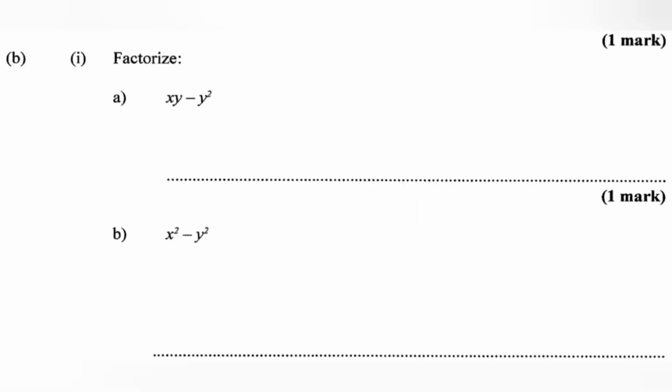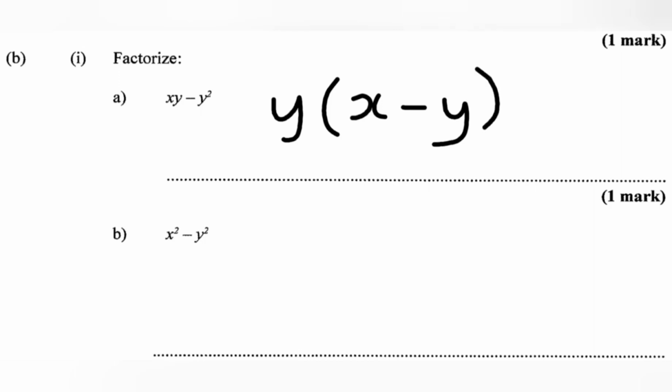2b(i) says xy minus y squared. So we're going to factor out the highest common factor, which is y. When we factor out y, we're going to have x minus y in brackets, and that's it.